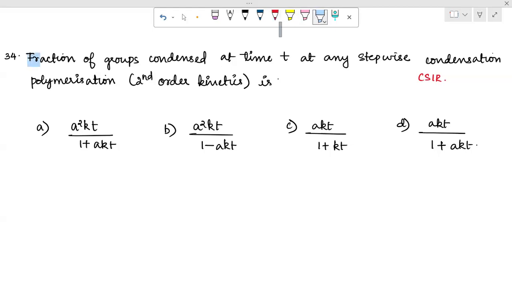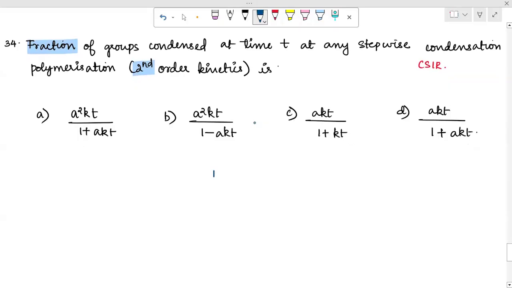The fraction of groups condensed at time t at any stepwise condensation polymerization following second order kinetics is. It's very easy. You try to pause the video and do it on your own. I have highlighted the two main important words in the question, which is the only things that you need to solve the problem.